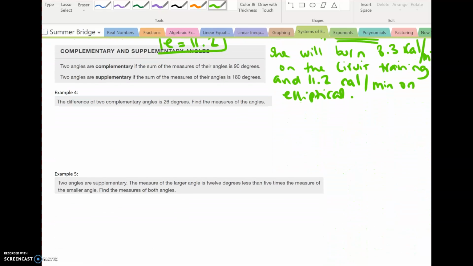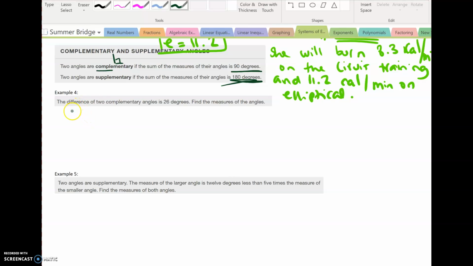Okay, so the next couple of examples are when we're talking about complementary and supplementary angles. So complementary angles, I think complement, corners have 90 degrees. So the sum of the measure of their angles is going to be equal to 90 degrees. Supplementary, the sum is going to equal 180 degrees. Okay, so I'm going to start one of them. I'll probably finish one of them, and then the next one will have to be in the next video.